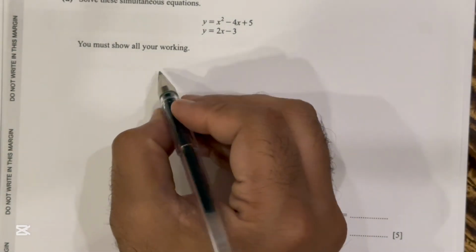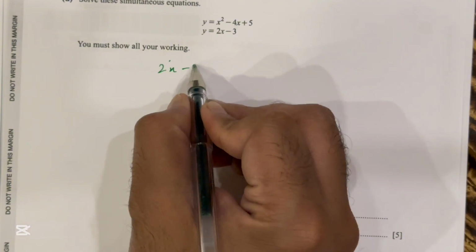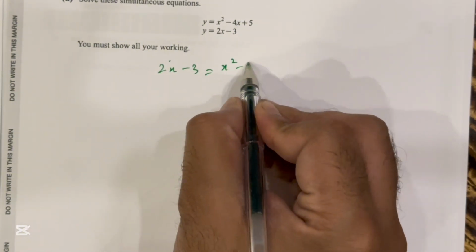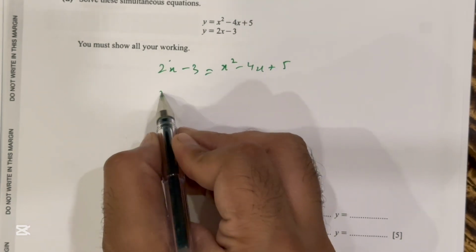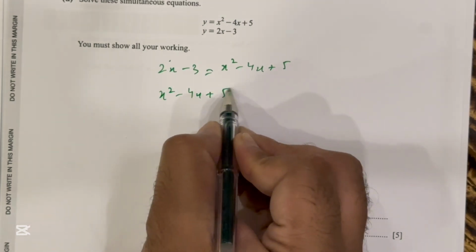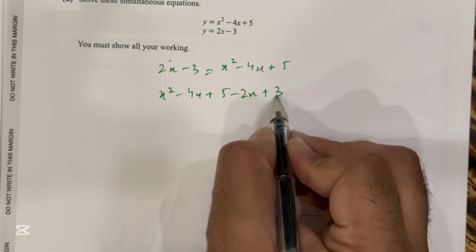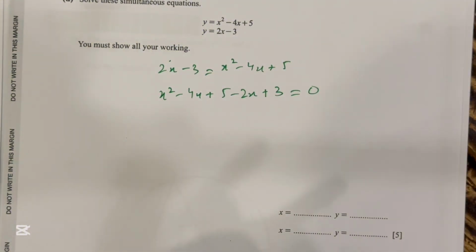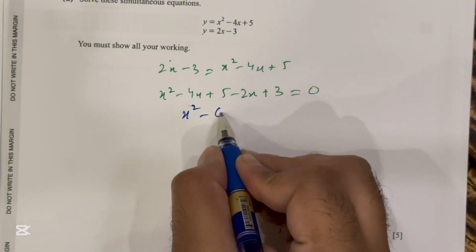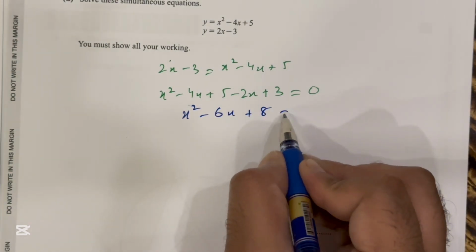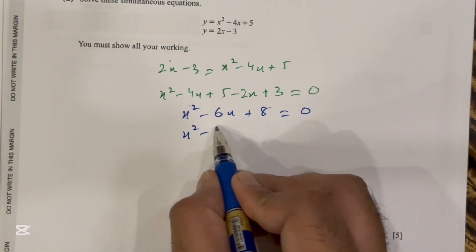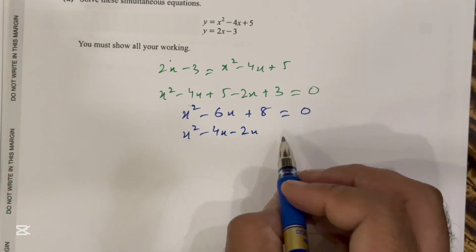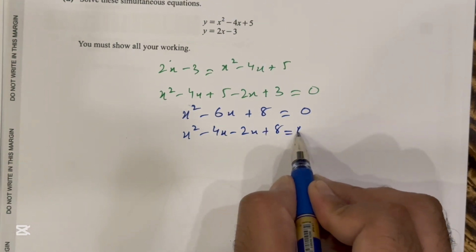to get the answer. So y is equal to 2x minus 3, putting in this value, equal to x squared minus 4x plus 5. After solving it, you get the answer x squared minus 4x plus 5, and these value would be minus 2x plus 3 equal to 0. You get the answer x squared minus 6x plus 8. Now you can use mid-term breaking. You can use x squared minus 4x minus 2x, minus 4 and minus 2 would be their pair, that is equal to 0.